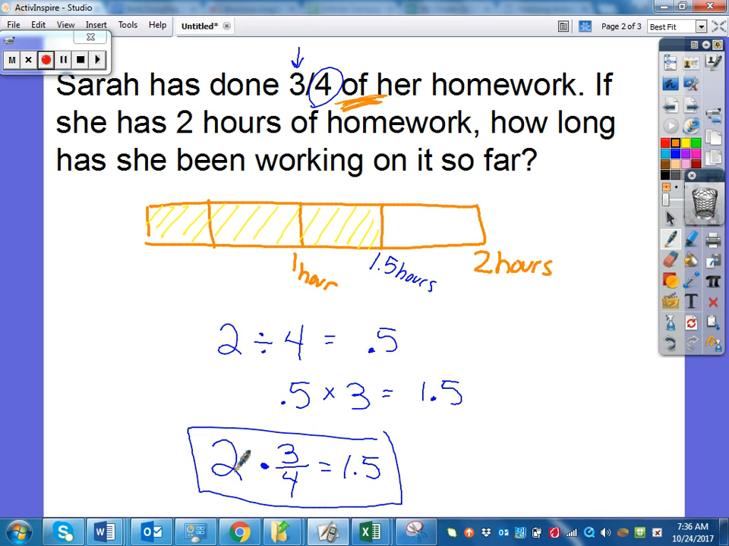But it's important to understand why. What I'm doing with this 2 is I like to think that first I'm going to divide it by 4 and then multiply it by 3, which is exactly the same thing as multiplying by 3/4.